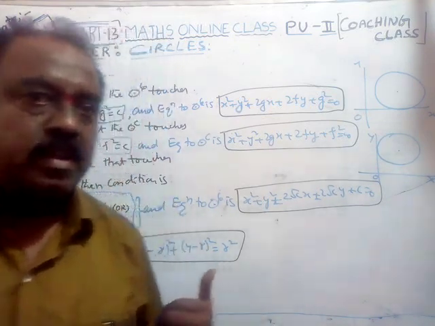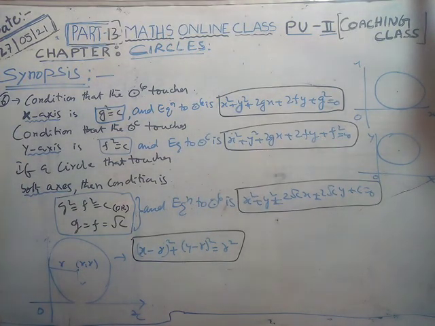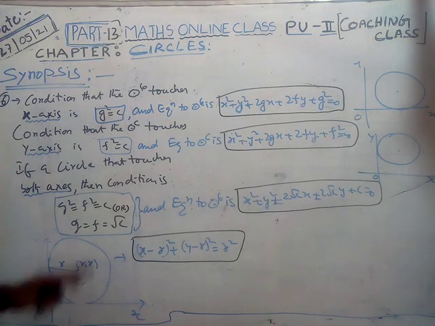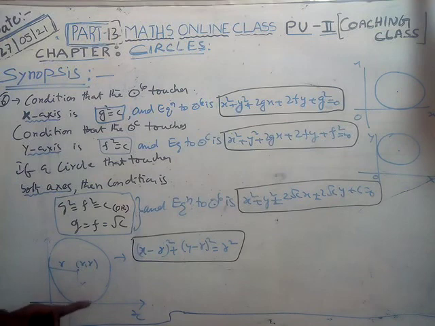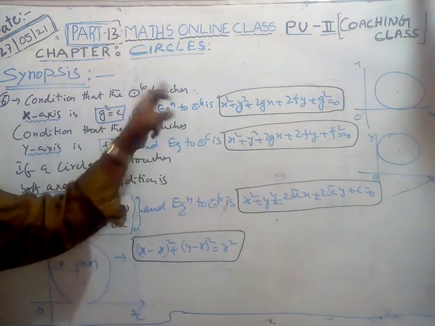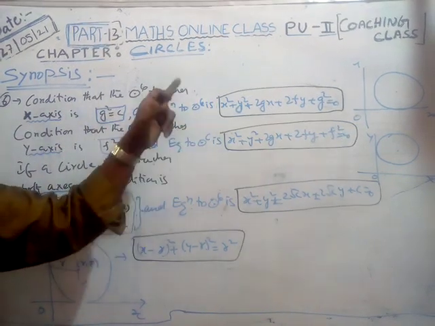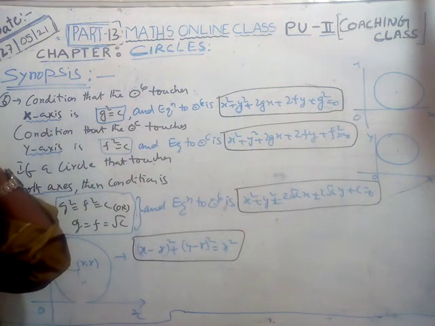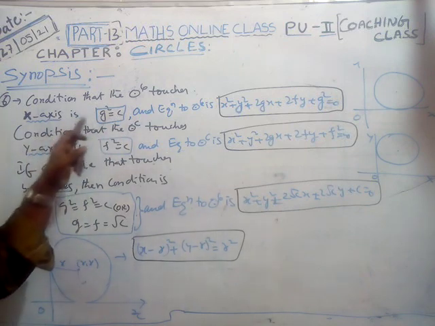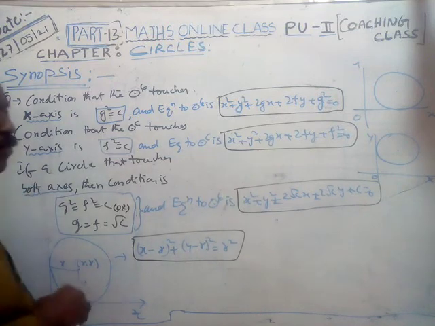The sixth point. The sixth point is the condition that the circle touches the x-axis: g square is equal to c. The equation of the circle which touches the x-axis with this condition is x square plus y square plus 2gx plus 2fy plus c is equal to 0, where c is g square. Why are we getting this condition, g square is equal to c? You observe me.